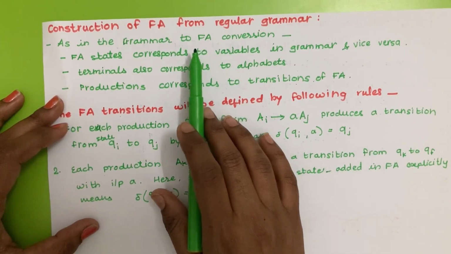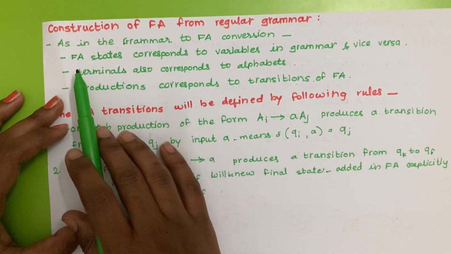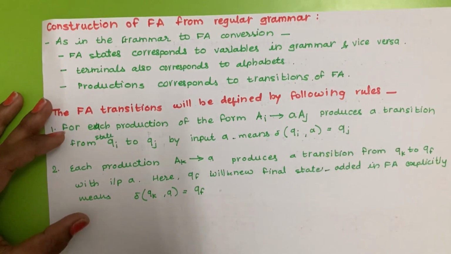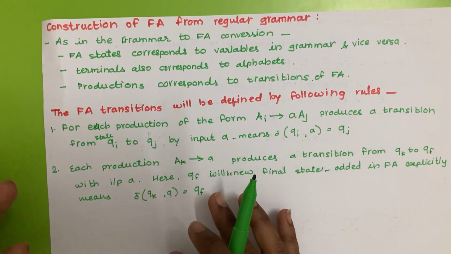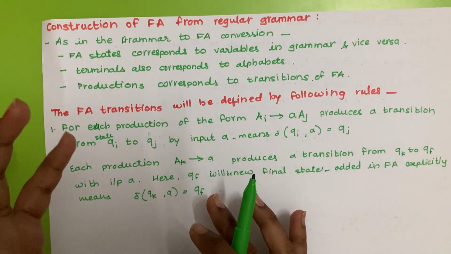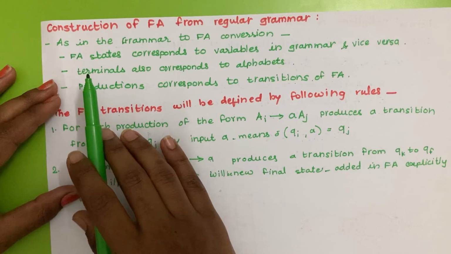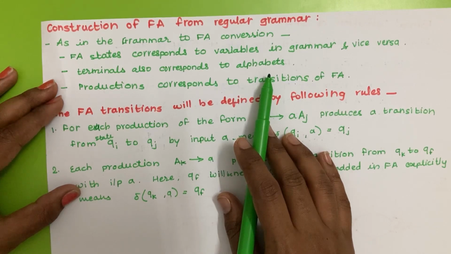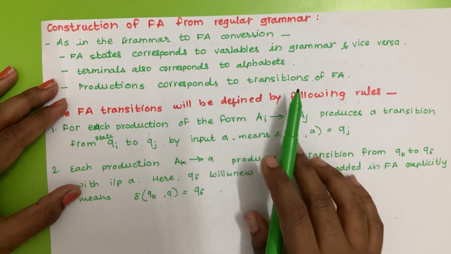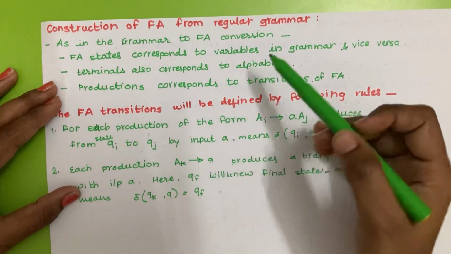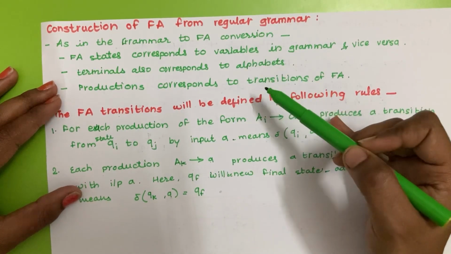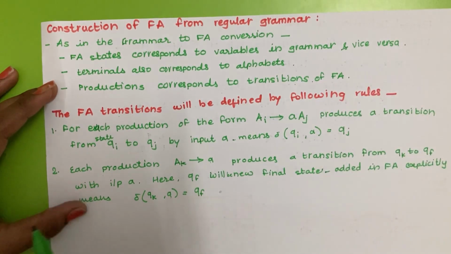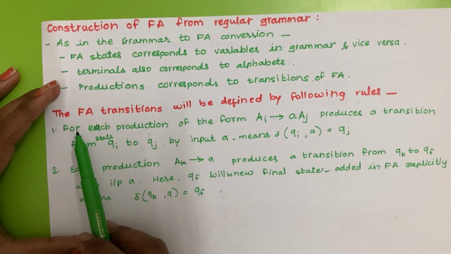As in the grammar to FA conversion, FA states correspond to variables in the grammar and vice versa, as we have already seen that the states from the finite automata correspond to variables in the grammar. Then terminals present in the grammar correspond to alphabets present in the finite automata, and the set of productions corresponds to transitions of the finite automata. So these are the three basic points to be considered while converting FA to regular grammar and vice versa. We will see now what is the method of conversion.